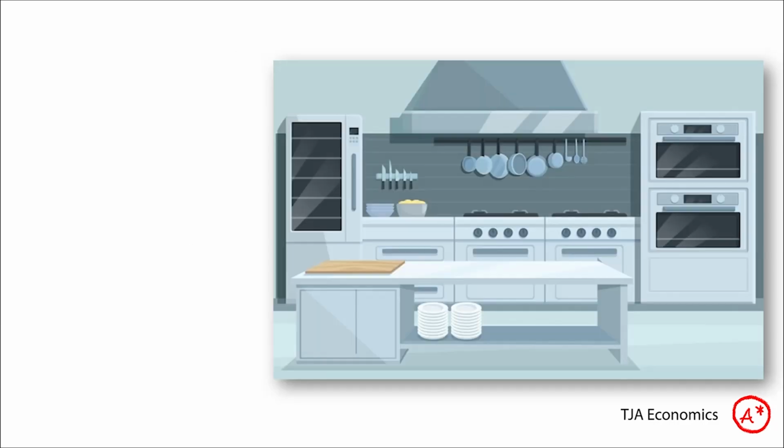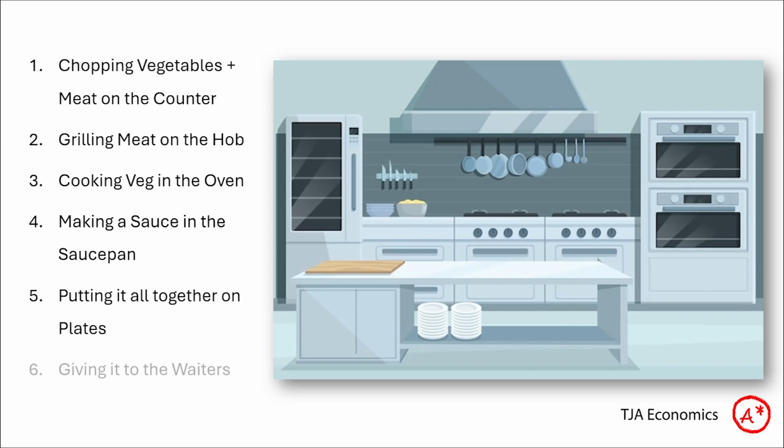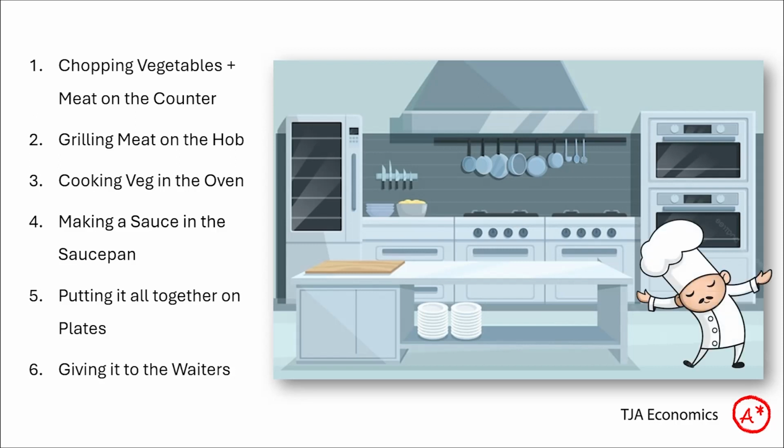So imagine a kitchen, for example, this kitchen here. And in this kitchen, there are 6 jobs that could be doing. Chopping veg and meat, grilling meat on the hob, cooking veg in the oven, making sauce in a saucepan, putting it all together, and then giving it to the waiter. So there are 6 jobs that need doing. That first chef that I hire has to do all 6 jobs by themselves. So all 6 jobs. He's going to help with output, but it's not going to be a huge amount.